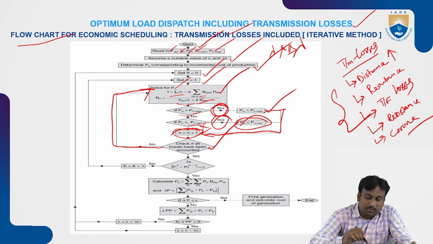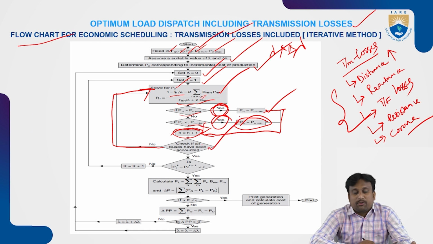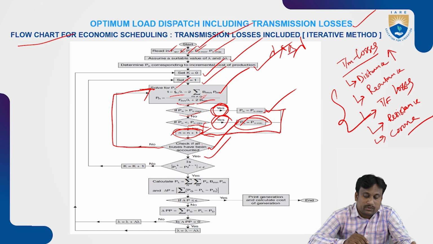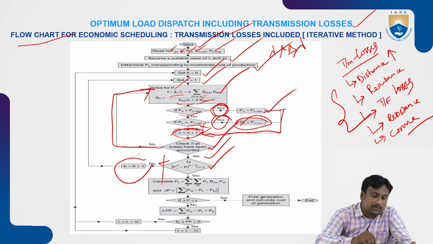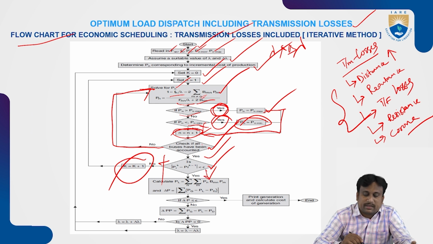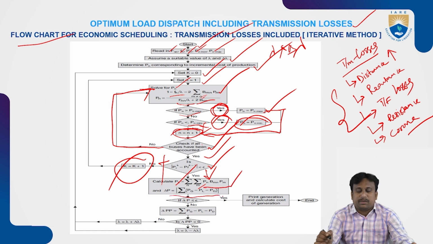So if it is possible, checking if all the buses have been accounted, then we should check Pn(k) minus Pn(k minus 1) less than epsilon. So if this condition is also not satisfied, then k equals k plus 1. Then if it is satisfied, calculate PL. So here summation n, summation m, Pn, Bmn, and Pm, where delta P is summation Pg minus PL minus PD.